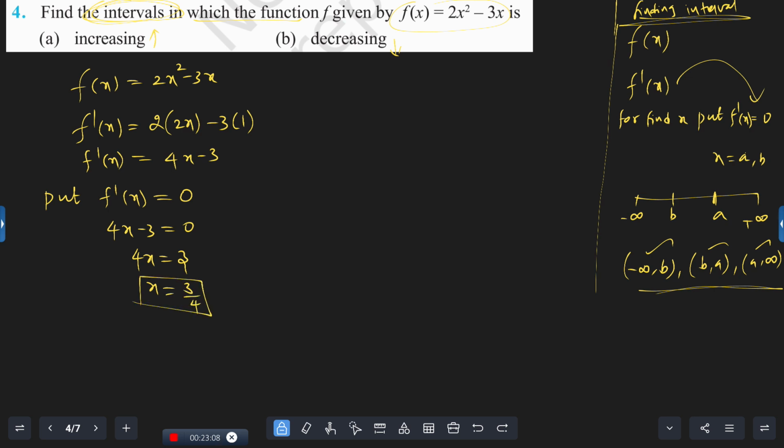Only one answer. So what is the way to find the interval? On the number line you should take minus infinity to plus infinity. So the interval is always real numbers. Don't forget. Interval is always real numbers, so minus infinity to plus infinity we can take. So only one number we had.